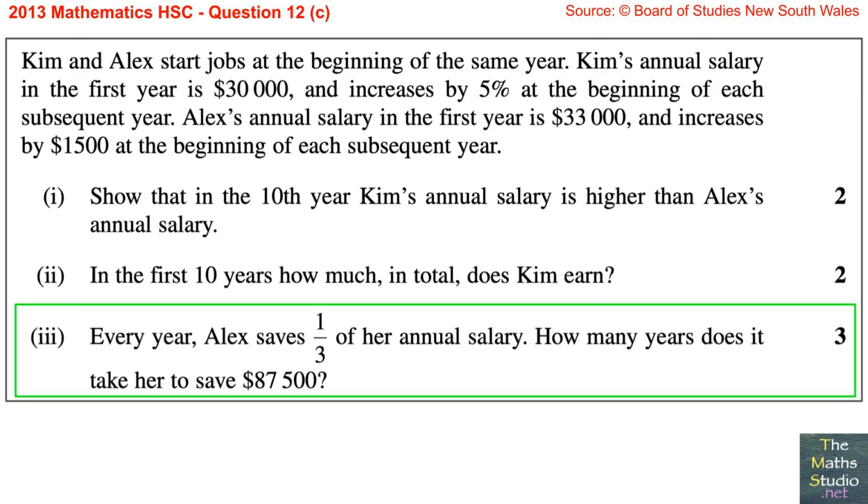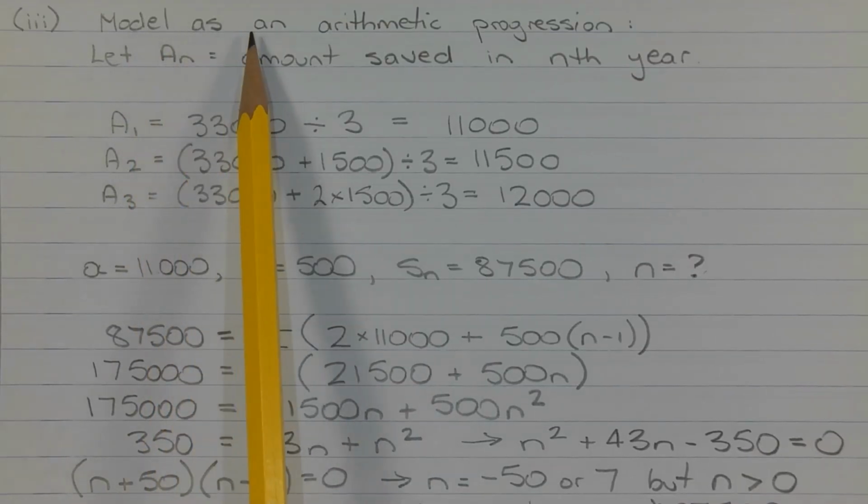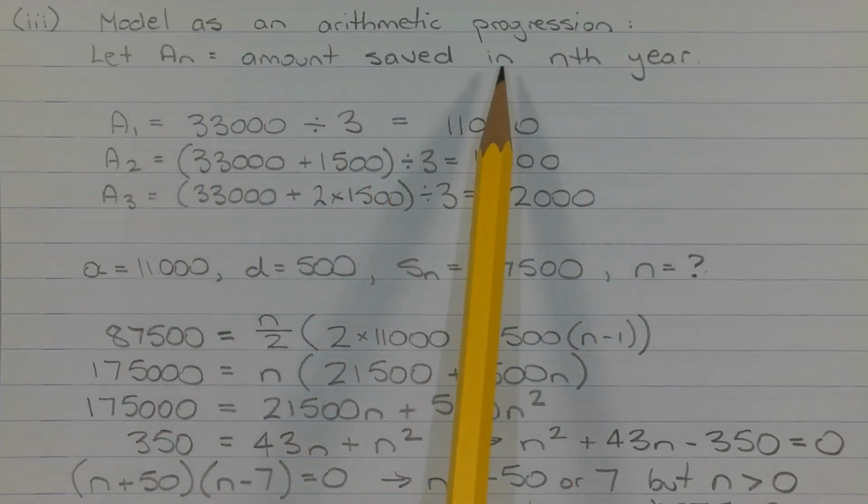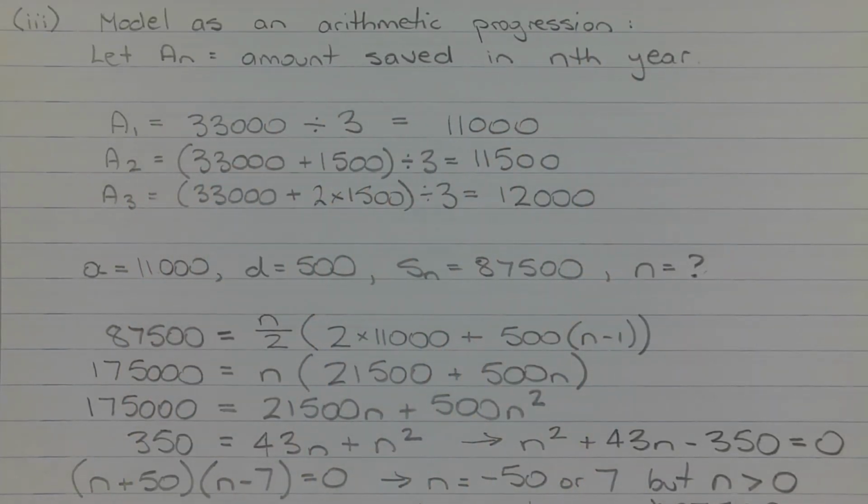Part 3. Every year, Alex saves 1/3 of her annual salary. How many years does it take her to save $87,500? We can model this situation 1 year at a time as an arithmetic progression. Let A_n equal the amount saved in the nth year. Now recall that Alex receives an increase of $1,500 in the second year and then every subsequent year from there. So the amount that Alex saves in the first year, A1, is equal to $33,000. Divide that by 3 and we get $11,000 saved.